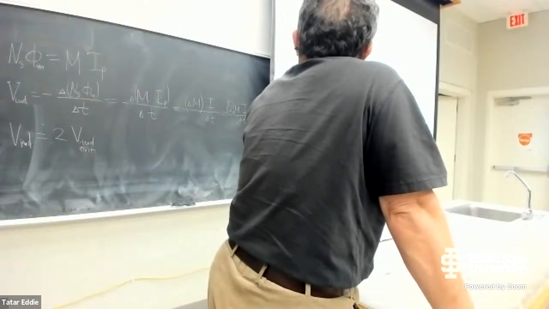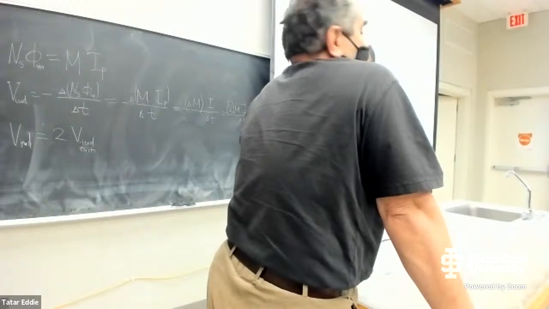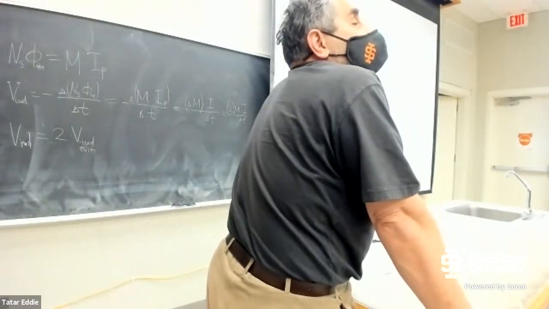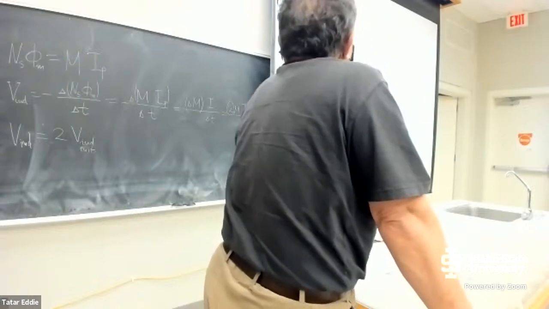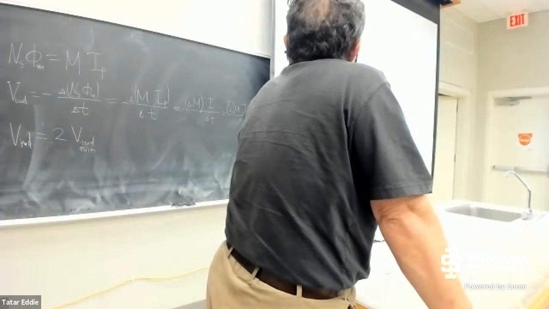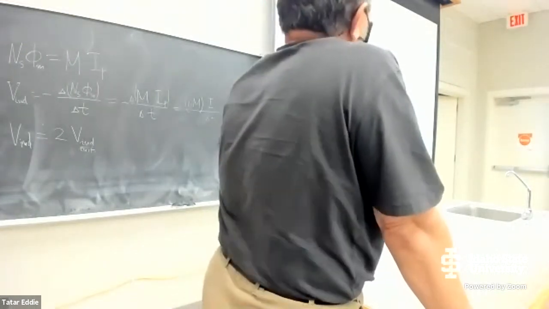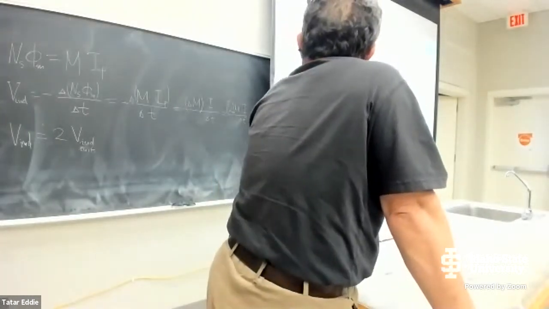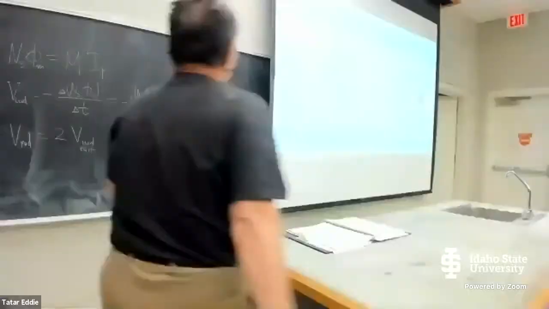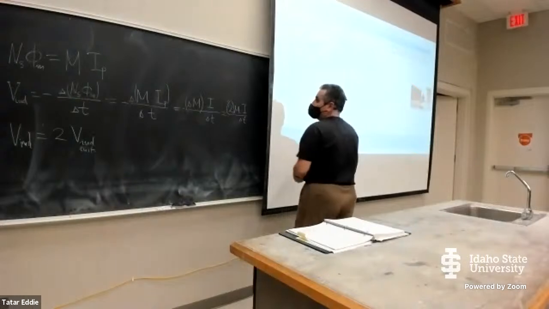The primary is 20, and the secondary is 22 turns. In other words, this is a step-up transformer. It's going to increase the voltage. So the peak voltage in the secondary, so across the resistor, is given. What is the peak EMF of the generator? The peak voltage of the generator.